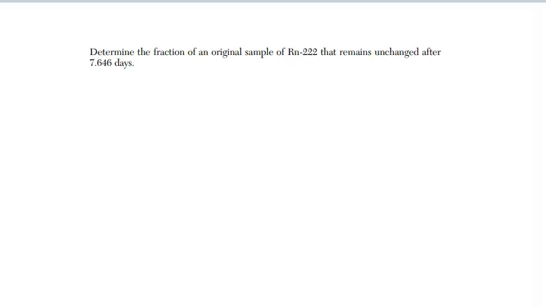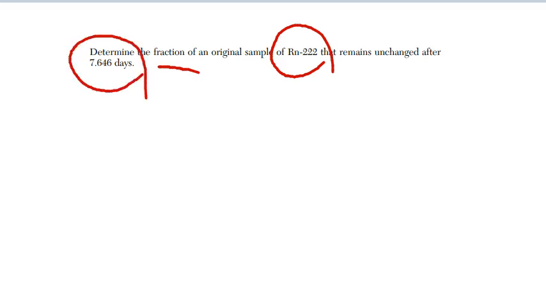Here is a half-life question that showed up on a Regents exam, and we want to know the fraction of the original sample of radon-222 that remains unchanged after 7.646 days. Now, we weren't given the half-life, which means we need to go to reference table N. So let's do that and bring that back over and answer the question.